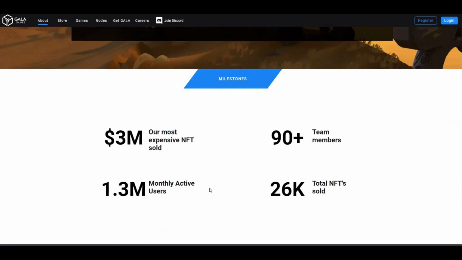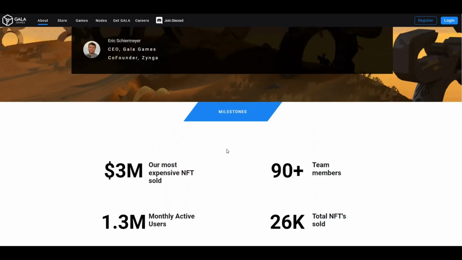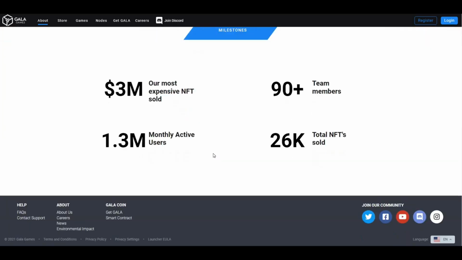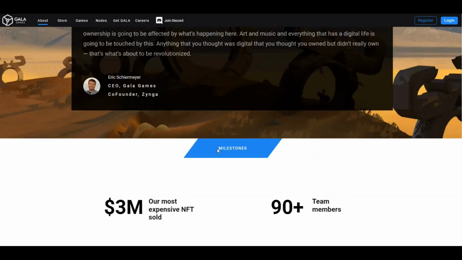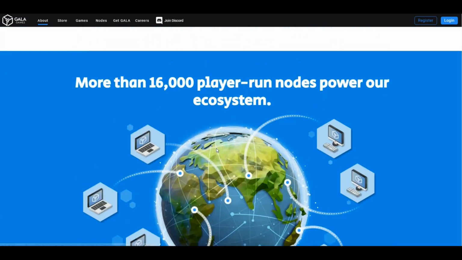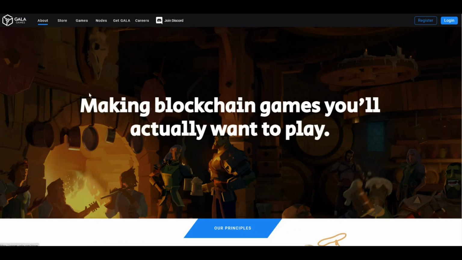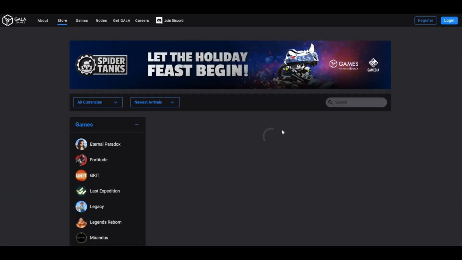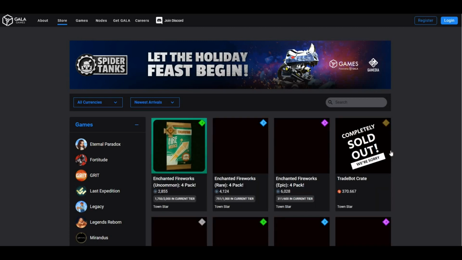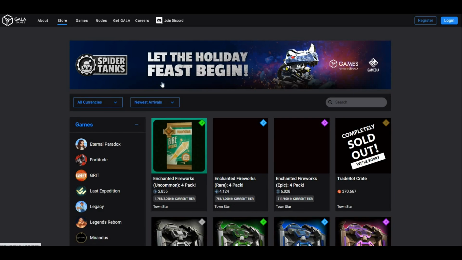Not many people do take a look at these stats, but I don't feel like Gala is going anywhere with the number of users that it has, literally using the ecosystem. Let's take a look at the store here to see what they've got going on. Whenever this loads, okay, it's just NFTs. Let's go to the games actually.